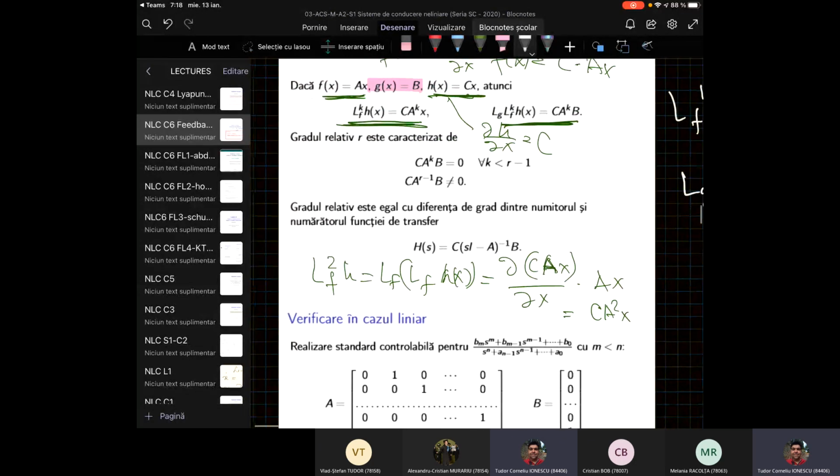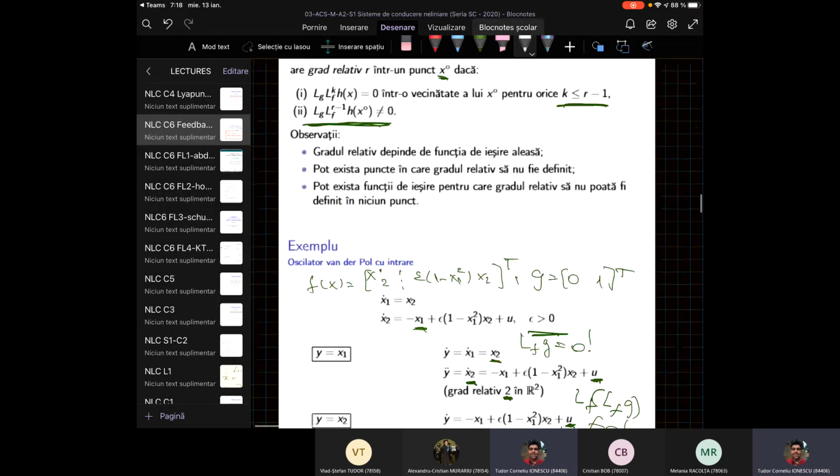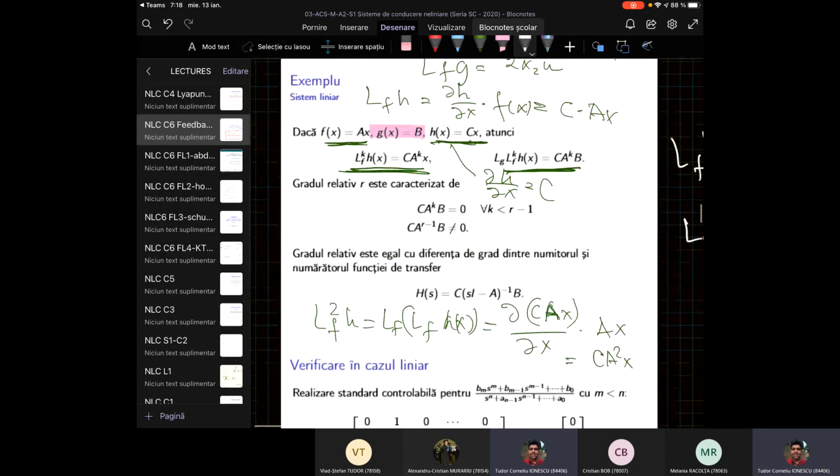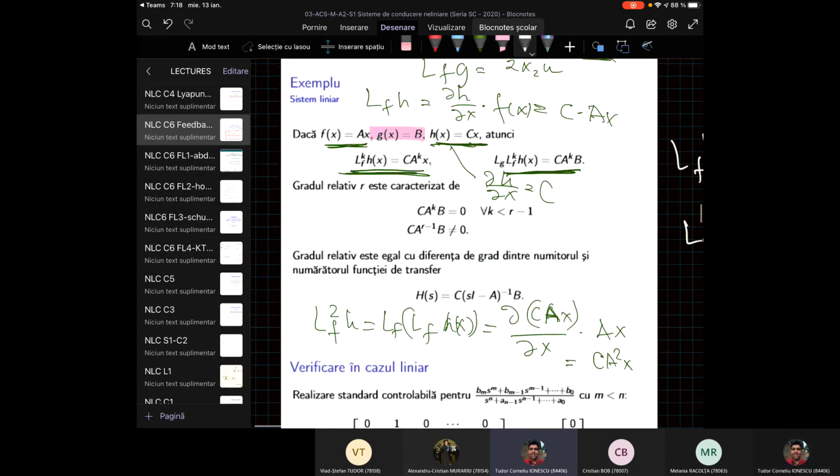Okay. So the relative degree is what? The relative degree is said to be that all the LG LF^k h accumulated like this in k are zero, and then CA^(r-1) B is not 0.